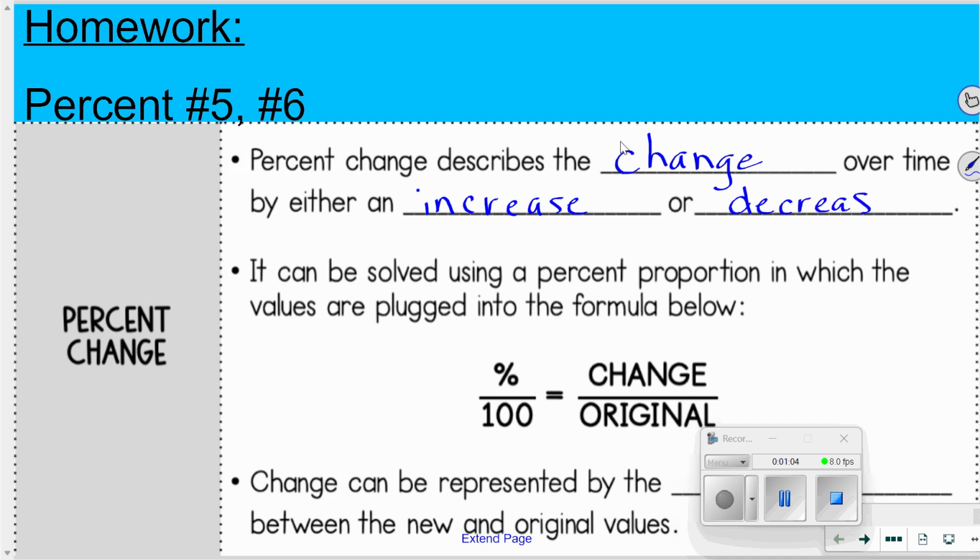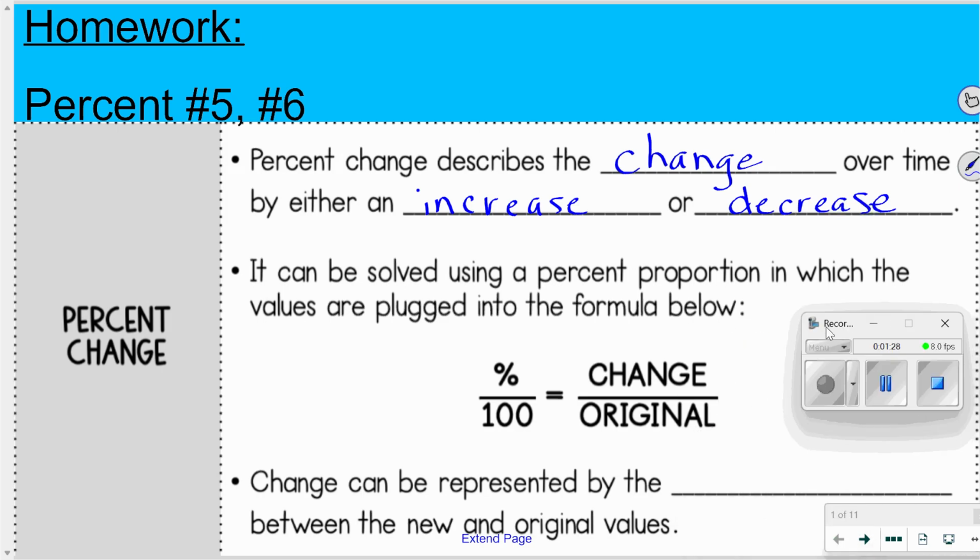Which means when we're talking about that percent change, when we're putting into our formula, the key is which way is it going? And the other key is it really doesn't matter because you're going to do the math the same either way. When we're looking at our percent proportion, we can plug the values in to this formula. One of the big keys here is that we're just looking at the amount of change.